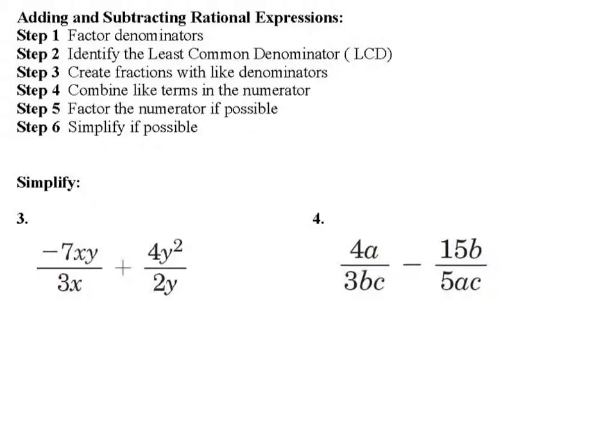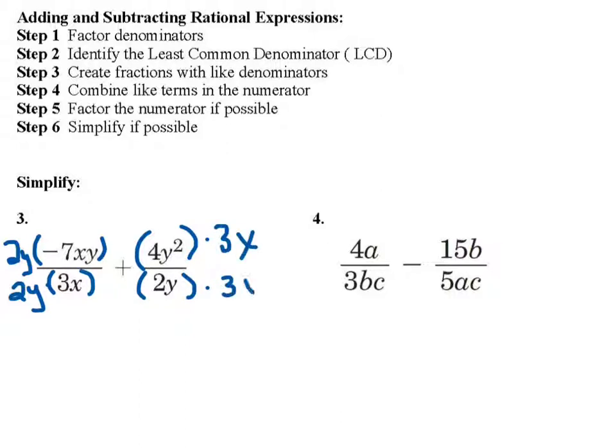So let's multiply this first fraction, both the numerator and the denominator, by a 2y. And the second fraction, let's multiply both the numerator and the denominator by a 3x. Again, this is so that we can obtain a common denominator, which we've already identified to be 6xy.